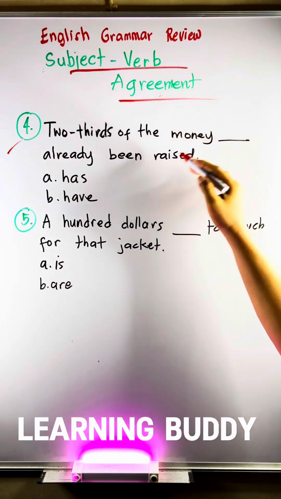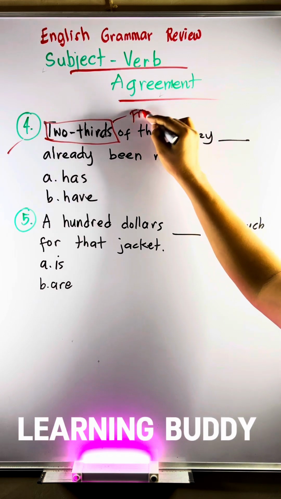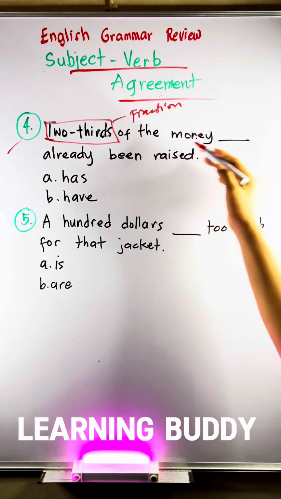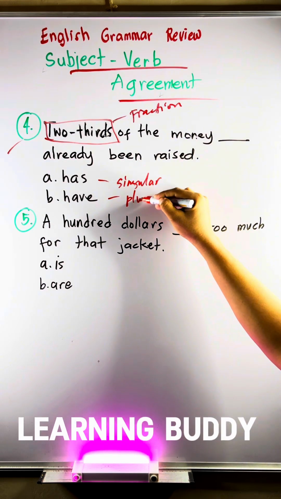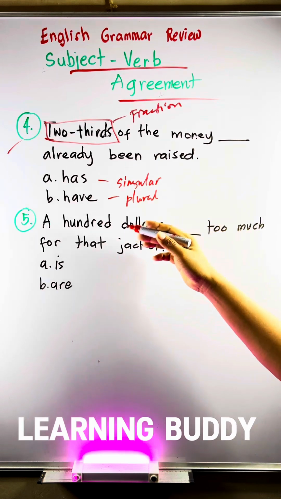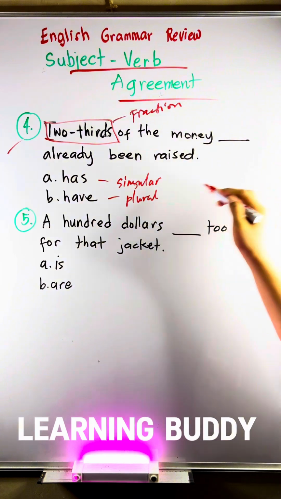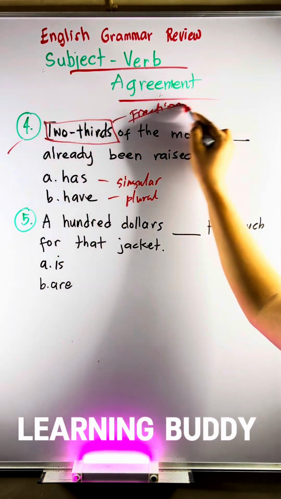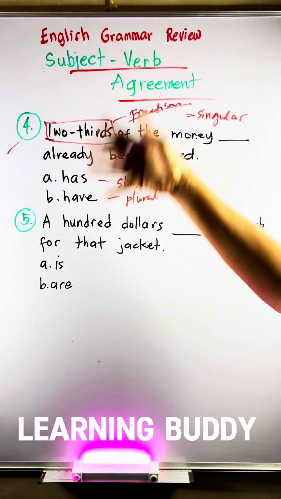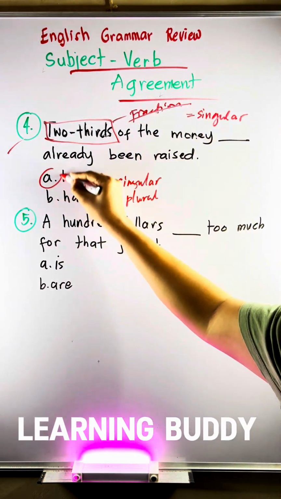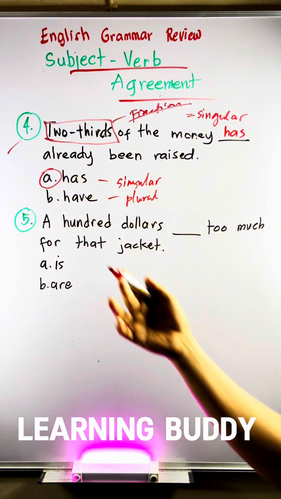2/3 of the money blank already been raised. 2/3, so this is called a fraction. Is the verb that we're looking for A, has, or B, have? We all know that has is a singular helping verb. Meanwhile, have is a plural helping verb. What's gonna be the answer? The answer is A. Remember, a fraction in this sentence is used to refer to amounts and is usually treated as singular. So the answer is has. 2/3 of the money has already been raised.